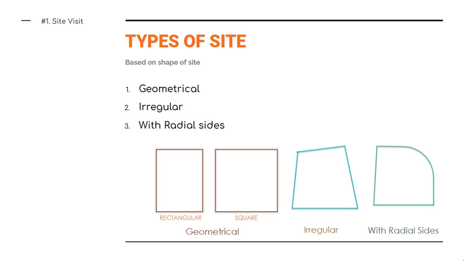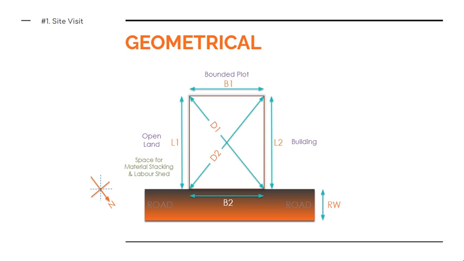Okay, so let's learn one by one how you are going to prepare a sketch map. For a geometrical plot, it's very simple. Take the length, take the breadth of both the sides. Then again the most important part is to take the diagonals. You can see here D1, D2 mentioned are the diagonals that you have to take. Remember, always take measurements from inside the boundary.